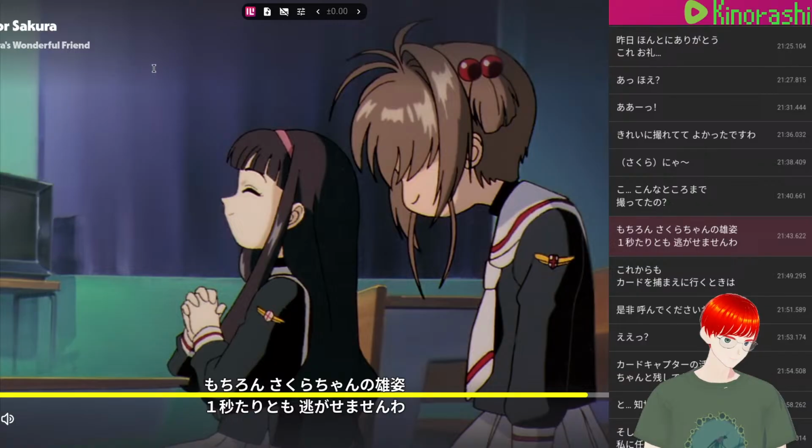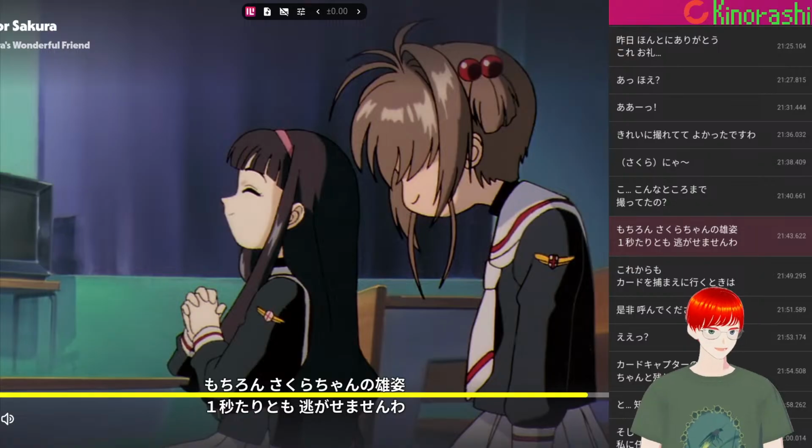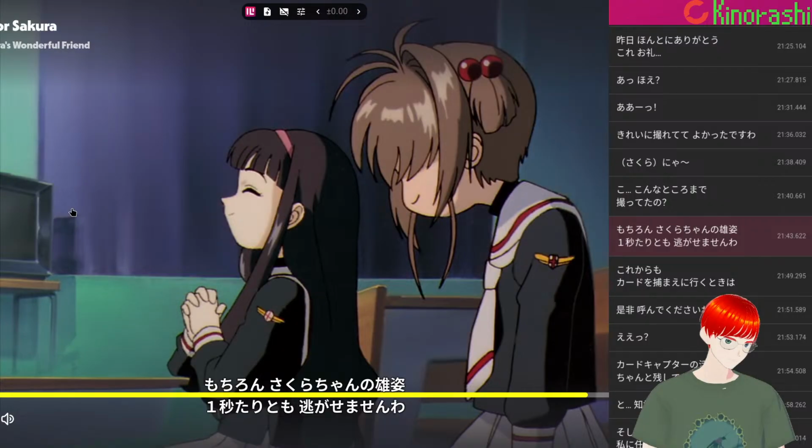Okay, one more detail on that phrase though. It uses the grammatical structure tari tomo, okay, which is a more emphatic and formal variant of tari. While tari by itself is used to list non-exhaustive actions or states, like watching movies and going out with friends, tari tomo adds a strong sense of negation and emphasis, often translating to not even a single or not even a moment.